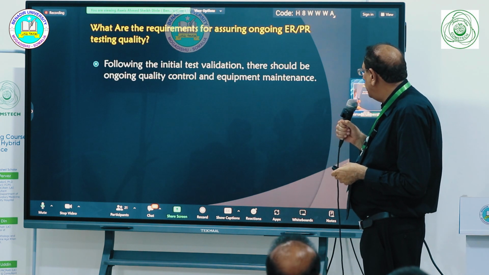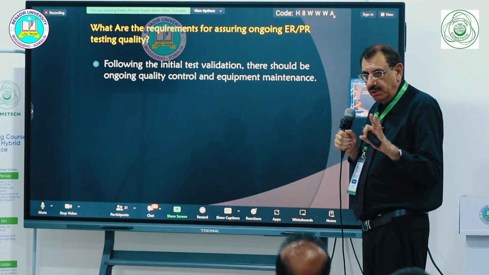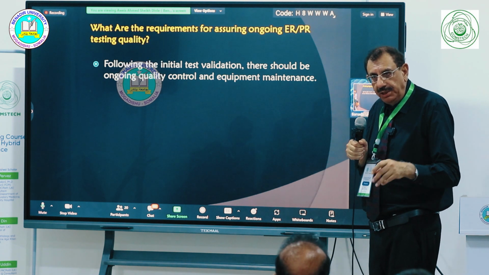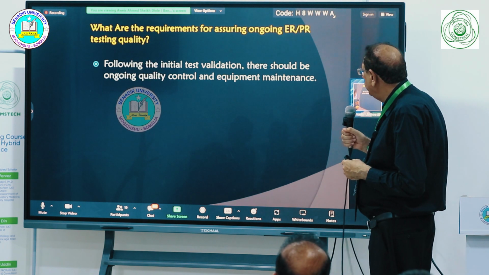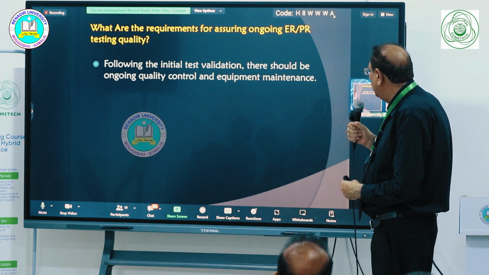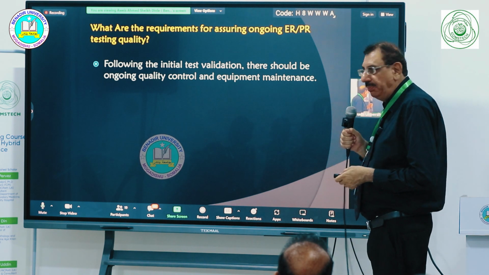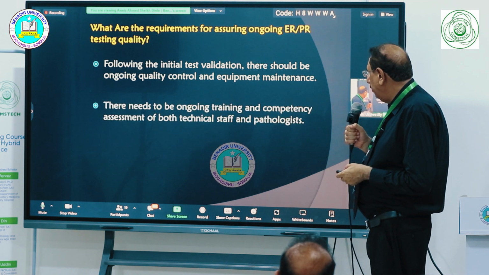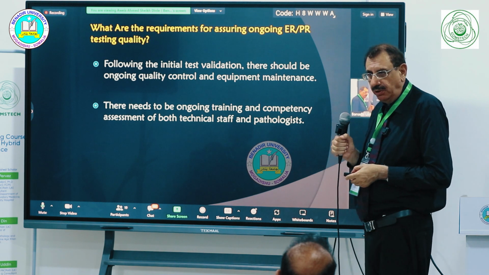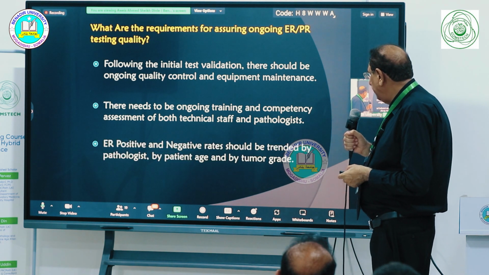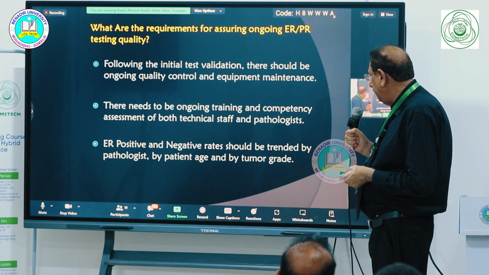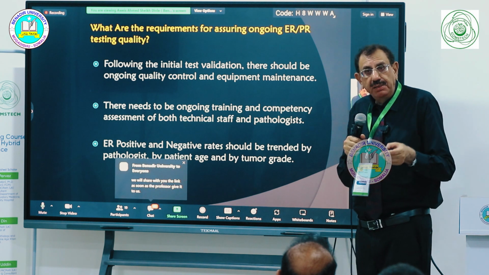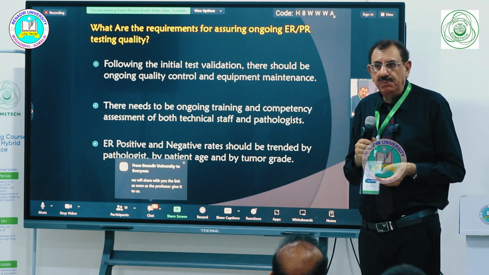So, what are the requirements for assuring ongoing ER/PR testing quality? This came in the recommendation of Ontario. Following the initial test validation, there should be ongoing quality control and equipment maintenance. There needs to be ongoing training and competency assessment of both technical staff and pathologists. ER positive and negative rates should be trended by pathologists, by patient age, and by tumor grade. This is very important to use your judgment.